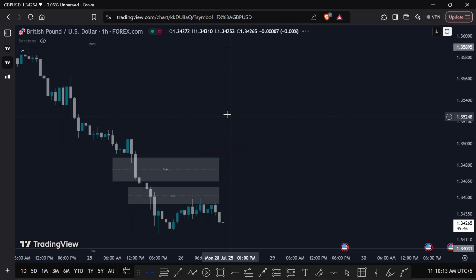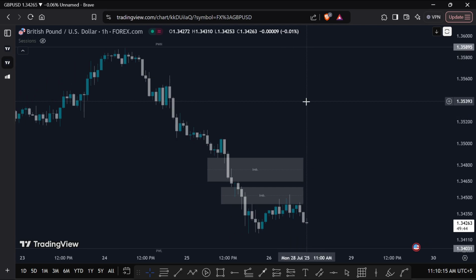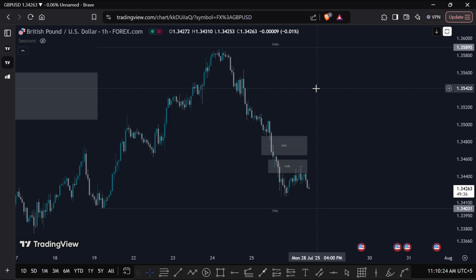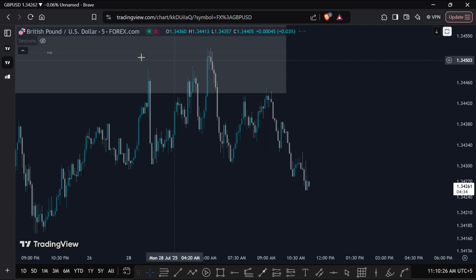Let's move on to 1 hour. 1 hour isn't showing much. The market is probably just consolidating or maybe going sideways. Not much imbalances, nothing to look at, not much details. Alright, now let's move on to the 5 minute time frame.